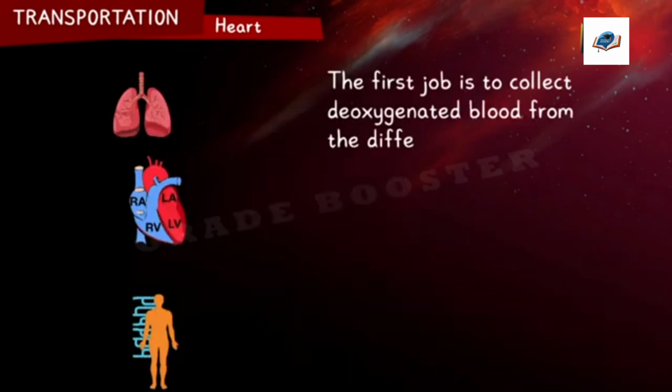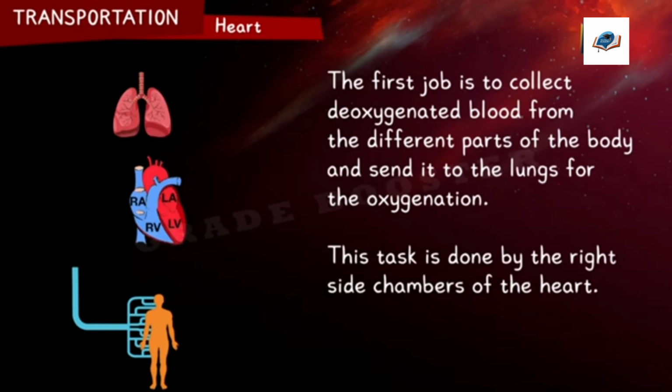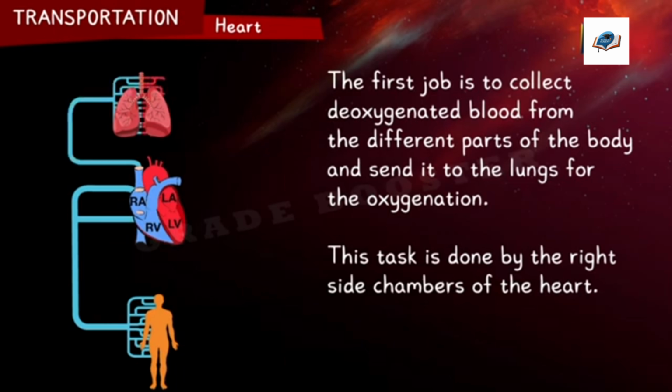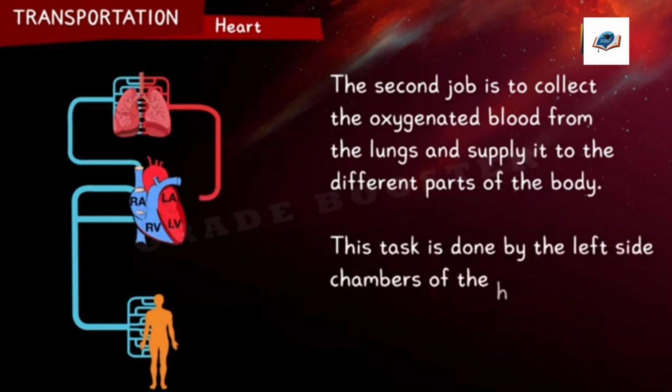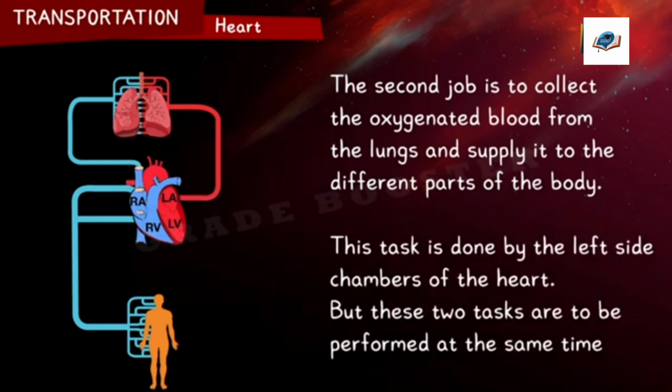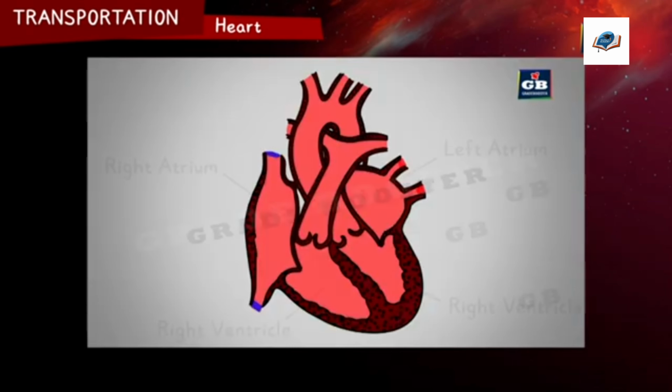The first job is to collect deoxygenated blood from the different parts of the body and send it to the lungs for oxygenation. This task is done by the right side chambers of the heart. The second job is to collect the oxygenated blood from the lungs and supply it to the different parts of the body. This task is done by the left side chambers of the heart. But these two tasks are performed at the same time.